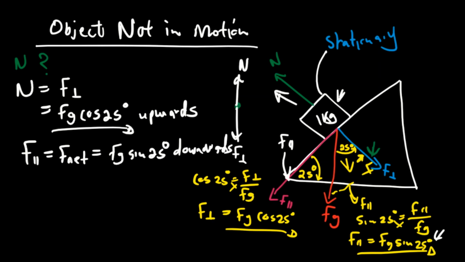So that is how you find the F net of an object that is stationary on an incline, and the normal of an object that is stationary on an incline. Thank you so much for watching.